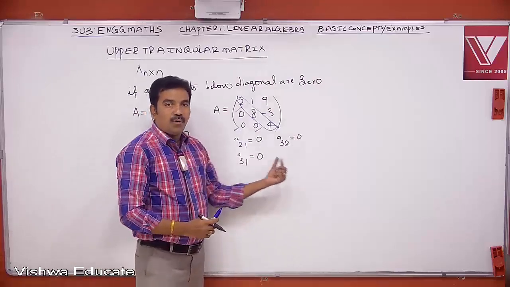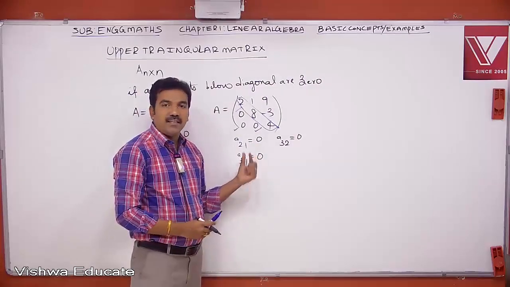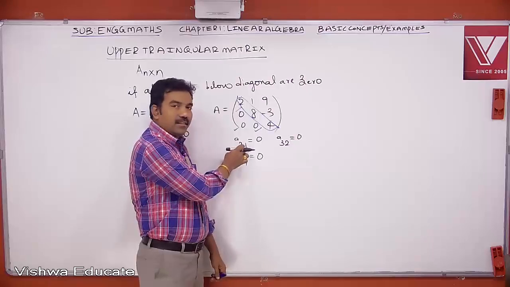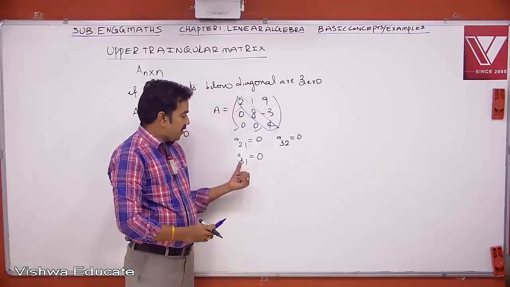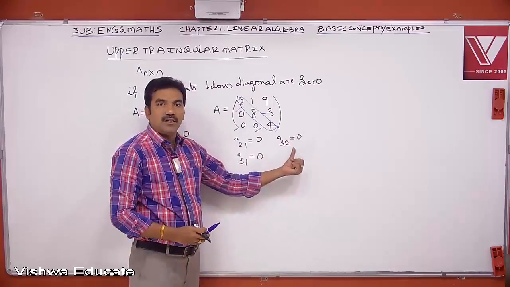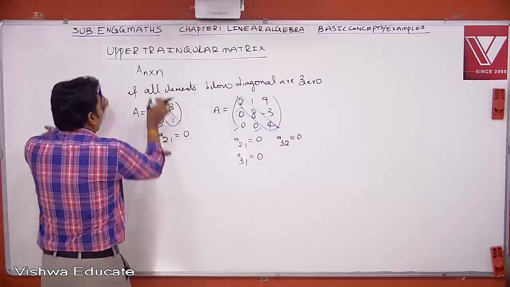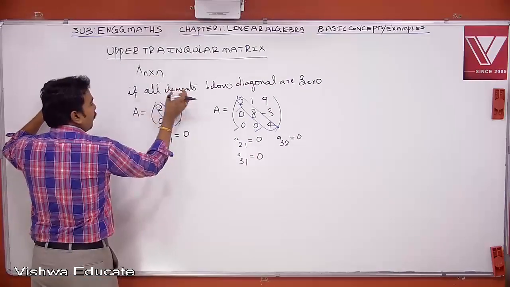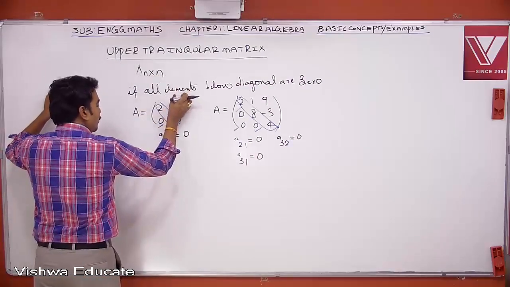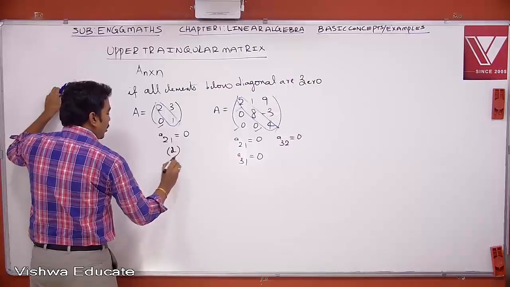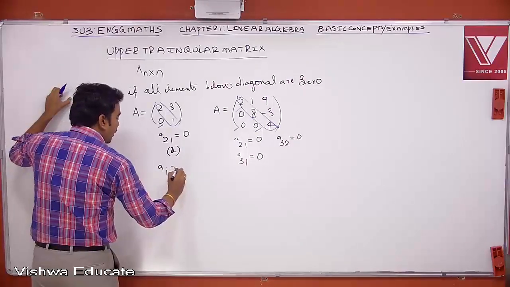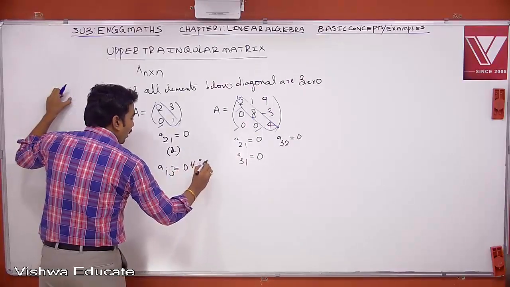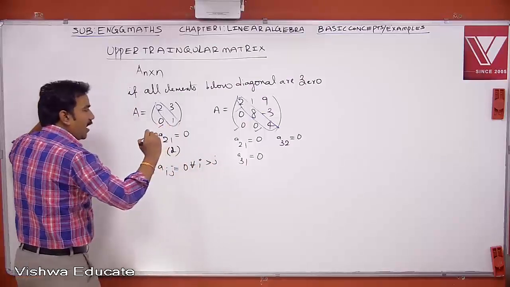Now in this case, what is the relation between indexes i and j? Here i is greater than j. i dominates j. 3 greater than 1, 3 greater than 2. Therefore, a square matrix A is said to be upper triangular if all elements below the diagonal are 0, or equivalently we can write like this: Aij equal to 0 for all i greater than j.